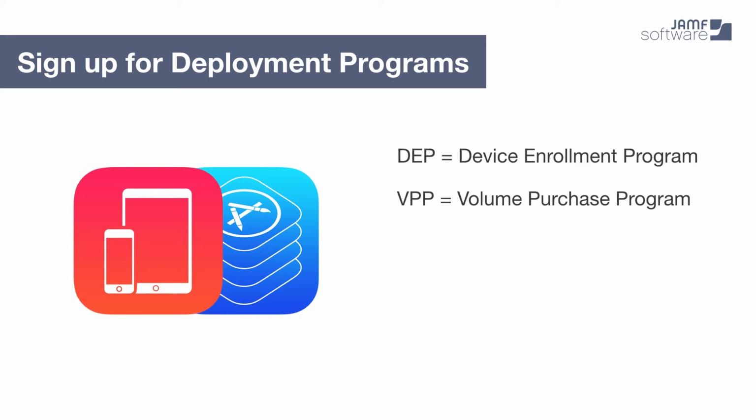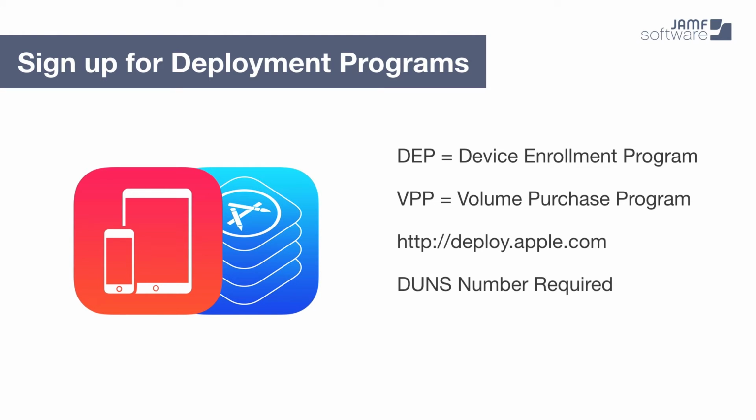The other program is called the Volume Purchase Program, or VPP. And this is Apple's program to purchase apps in bulk and distribute them to your users. You can sign up for these at deploy.apple.com, completely free to sign up. You should know that when you sign up, they need to verify that you're an organization. So they ask for something called a DUNS number.